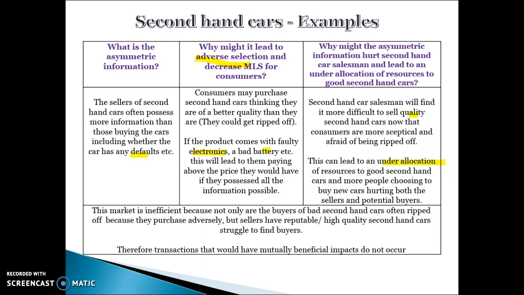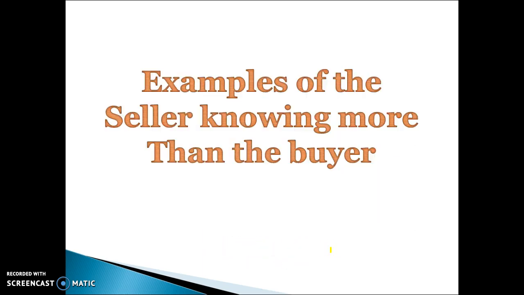Most people can say what the initial adverse selection is. I mean, if you buy a second-hand car and it's no good, then that's clearly bad for your living standards. But make sure in your answers you do the harder bit and say that good second-hand cars or reputable second-hand car dealers can't sell their cars for a fair price, and that's the under-allocation of resources. This market is therefore inefficient because not only are buyers of bad second-hand cars getting ripped off, but sellers of reputable, high-quality second-hand cars struggle to find buyers. Transactions that are mutually beneficial don't take place because people are too scared in that market.